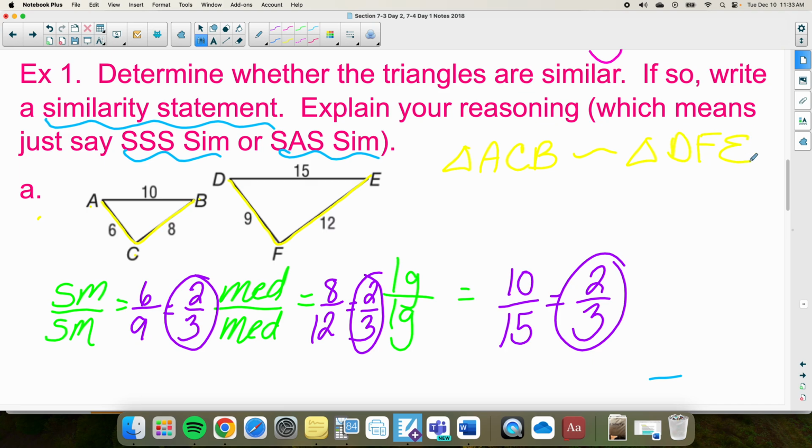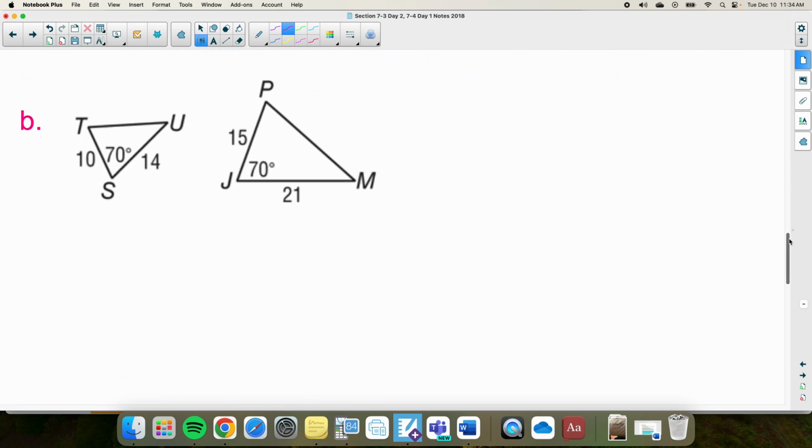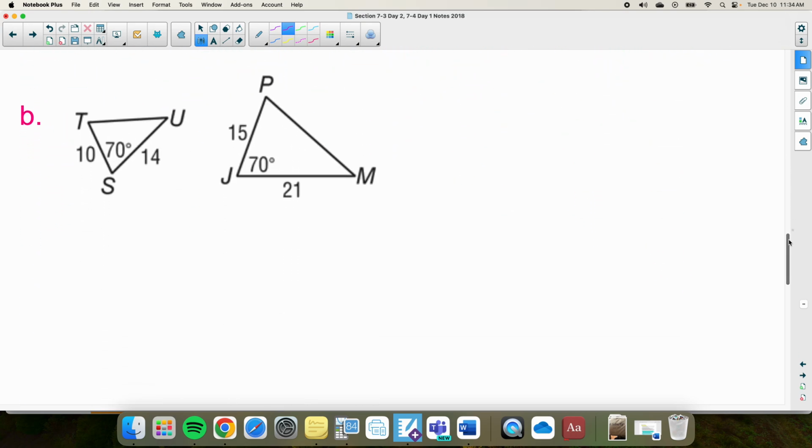And then you would just say, how did you know that? This one is by side, side, side. And then you do have to do the similarity statement by it, or the similarity symbol by it. Okay, now let's look at this one. Do you guys agree in this one we're looking for side angle side? And our angles are good.